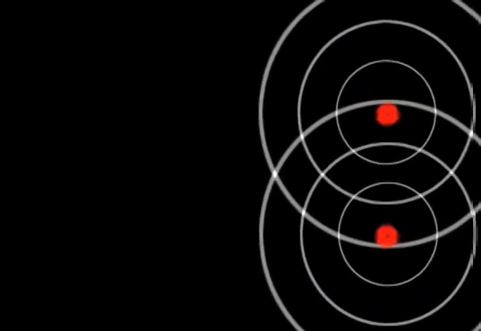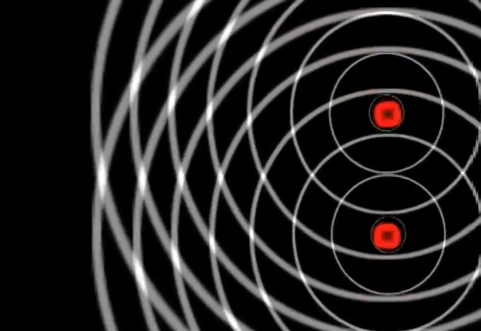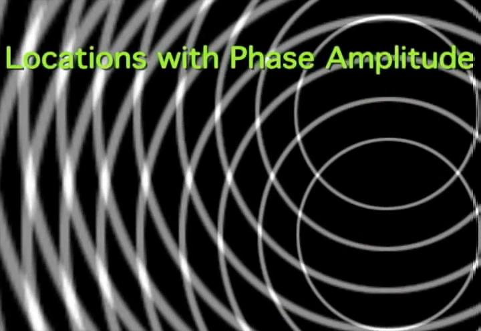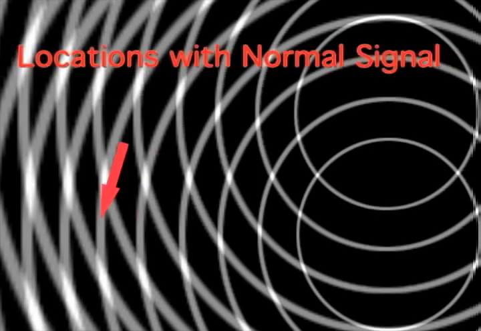Now let's take a look at a skyward view of the radiating patterns from each element transmitter. As you can see, the pulses are identical from each transmitter. As the rings radiate out, you will see points in which they cross and points in which they don't cross. The points in which they cross create a phase amplitude, effectively a higher signal at that location. The normal gray rings indicate standard transmission power from any one element.